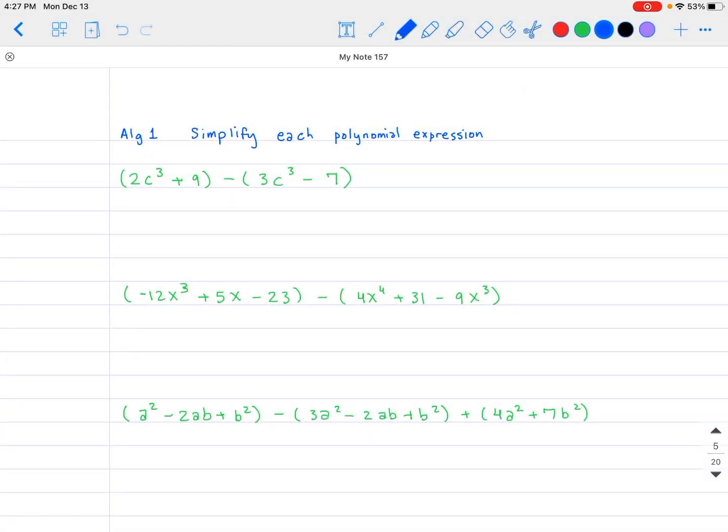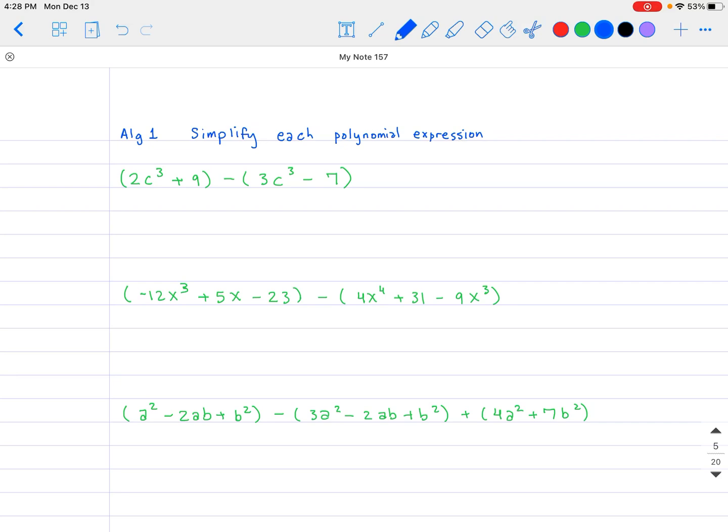Hello and welcome back. Today in Algebra 1, we will be talking about simplifying each polynomial expression. So I'm basically going to give you an expression which is considered a polynomial according to the last section, and I want you to simplify it as much as possible so then maybe we can categorize what type of polynomial it is. Is it a binomial, a trinomial, and what kind of degree would we actually have?